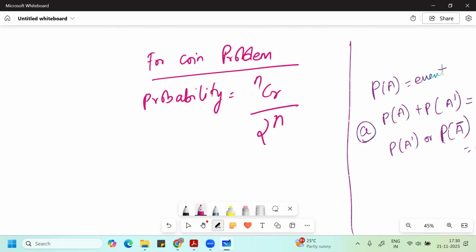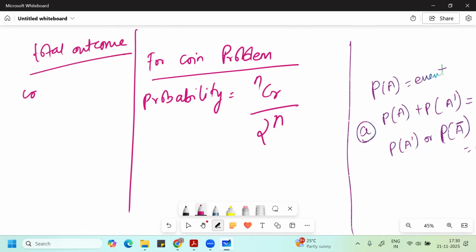If three coins are tossed, the total outcomes would be 8. Four coins, the total outcomes would be 16. Five coins, 32. Ten coins, 1024. So the total outcomes in the case of coins is 2 to the power n. The total outcomes in the case of dice would be 6 to the power n. So again, the total outcomes in the case of coins is equal to 2 to the power n.